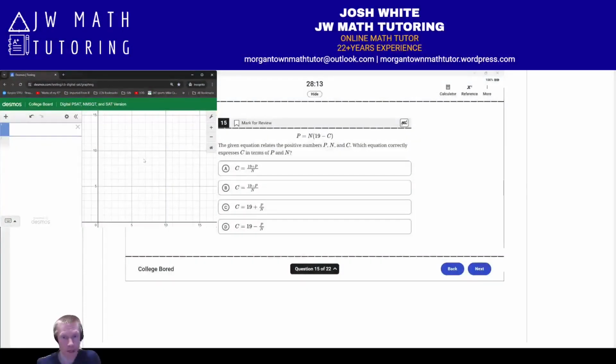Now, here's an alternate method you could use to solve this problem. It's basically the technique of picking numbers, and I'm going to use Desmos to help expedite the process and do it in a much quicker and more efficient manner.